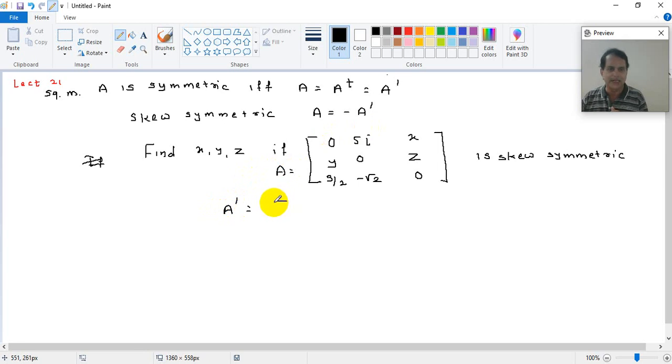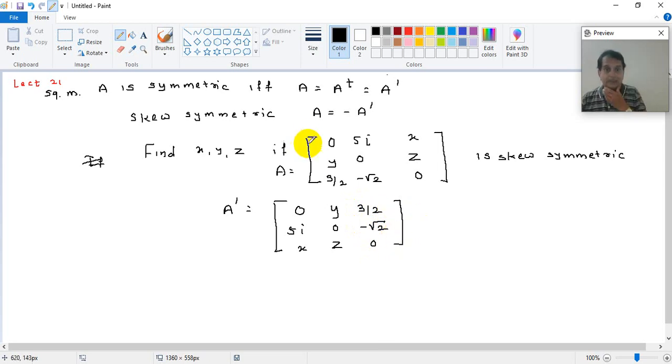Now what is A dash? You have to just interchange rows and columns. So it will be: 0, 5i, x is the first row, you make it the first column. 0, 5i, x. Second row y, 0, z, you make it the second column. And third row 3 by 2, minus root 2 and 0, make it the third column. Right?